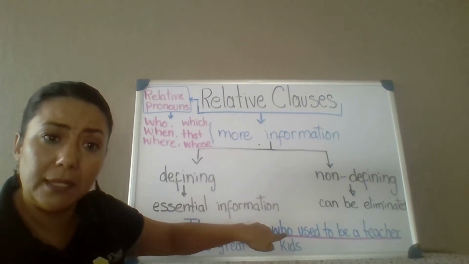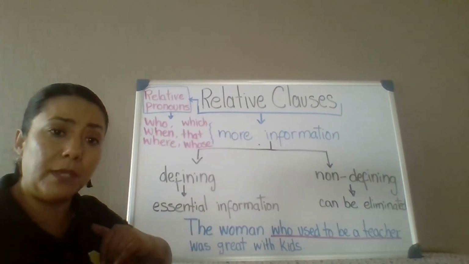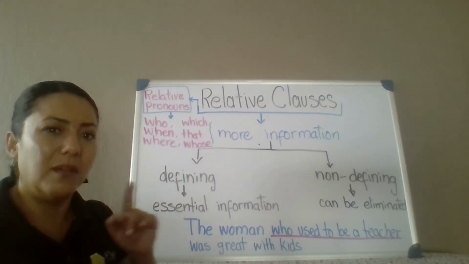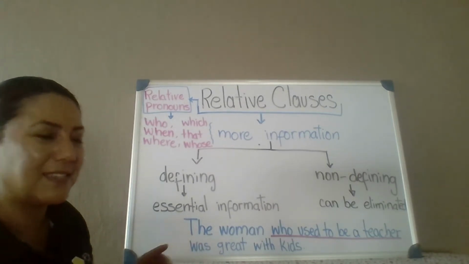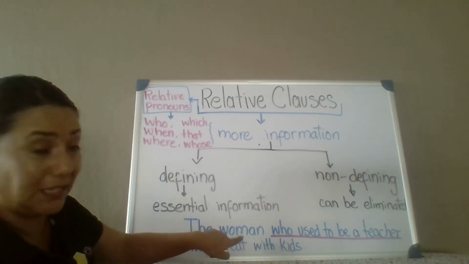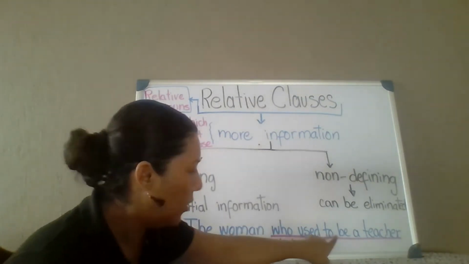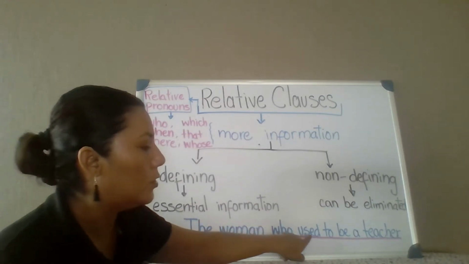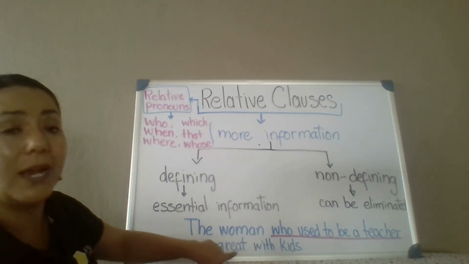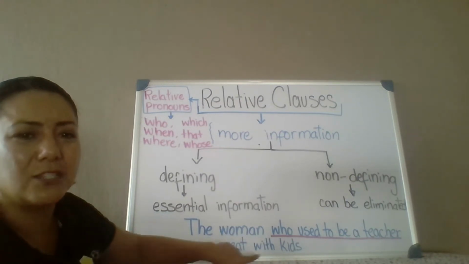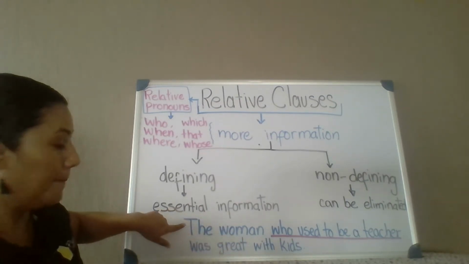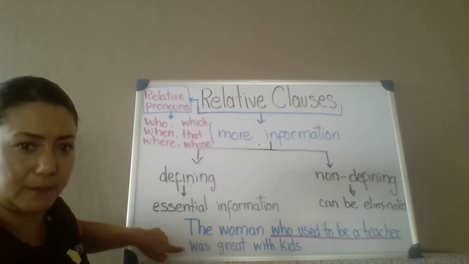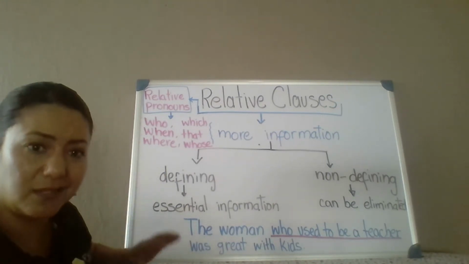And the rule says we can eliminate this. And if we eliminate this, the sentence will not be difficult to understand. It will still make sense. Let's first read the sentence before I erase things. The woman, the lady, who used to be a teacher in the past, she was a teacher. The woman who used to be a teacher was great with kids. She was nice to kids. We're talking about a woman who was great with kids. That's essentially what the sentence says.